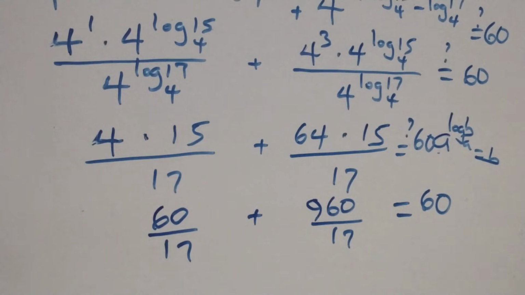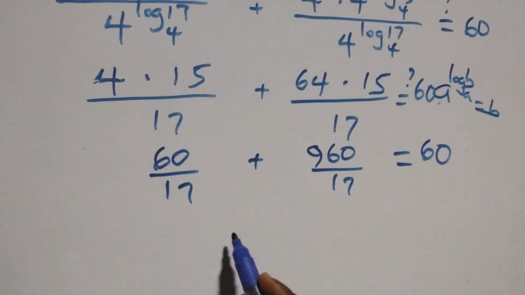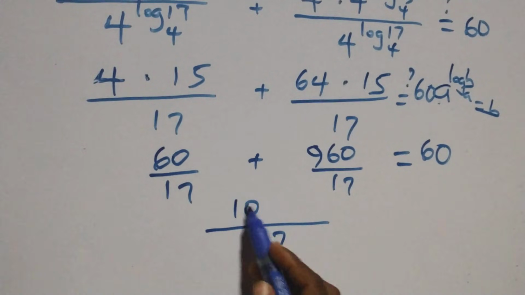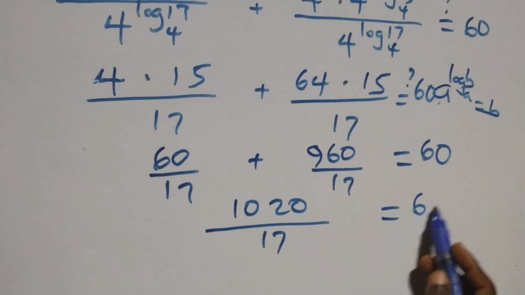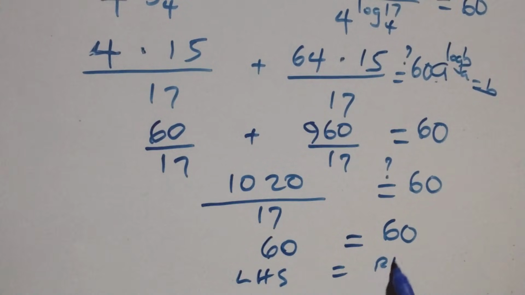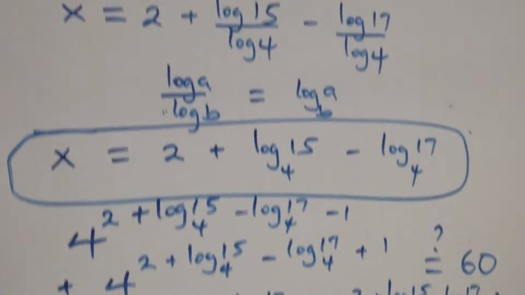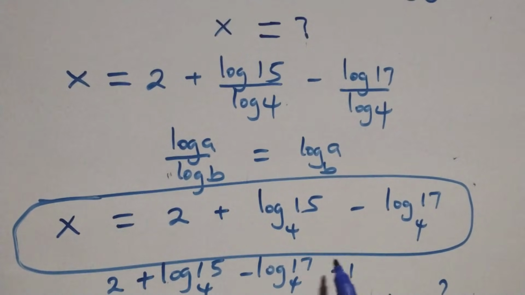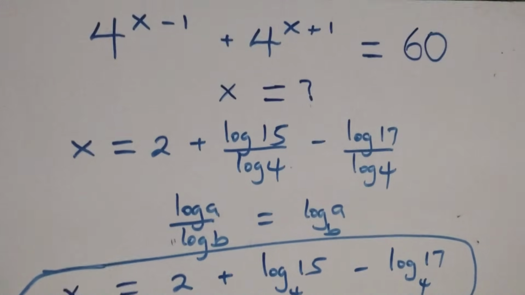Is it equal to 60 on this side? That is, we bring this together as one fraction. The LCM is 17. And yes, 60 plus 960 gives us 1020 over 17, which gives us 60, which is equal to 60 from here. The left hand side equals the right hand side, and therefore we conclude that x equals 2 plus log 15 base 4 minus log 17 base 4 satisfies this given problem.